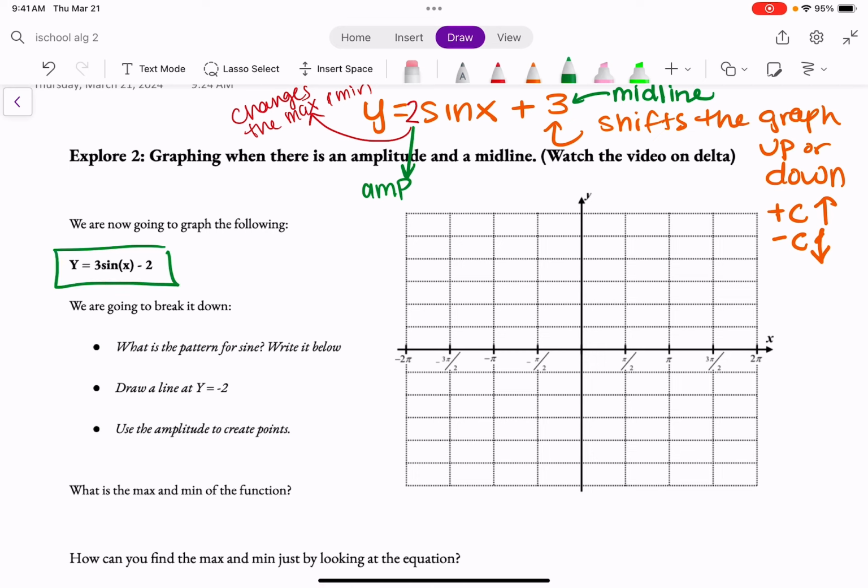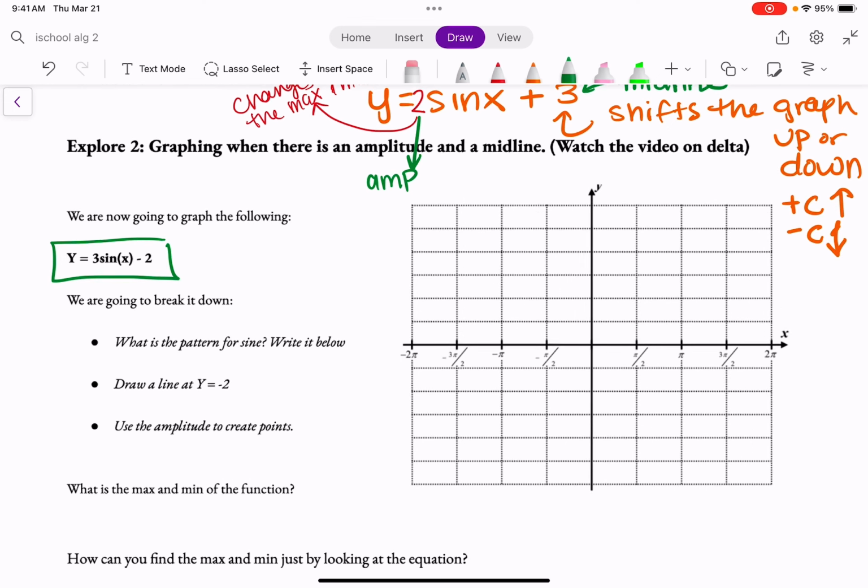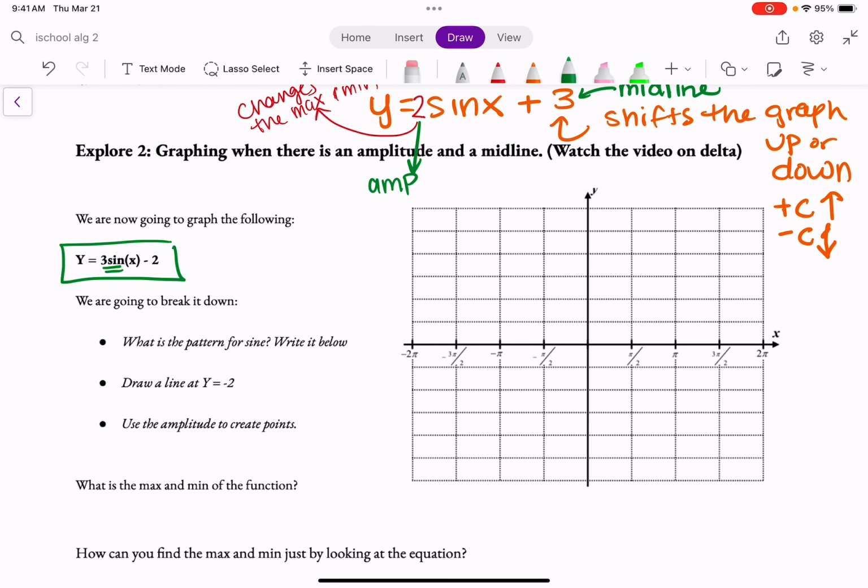So what we're going to do is break it down first. First things first, we're dealing with a sine function. So you have to remember, what is the pattern for sine? Well, if you look back at your notes, it's 0, max, 0, min, 0. Okay? Now, the midline is at -2. So what that means is you're going to draw a horizontal line at -2. So I'm going to draw my horizontal line at y equals -2.